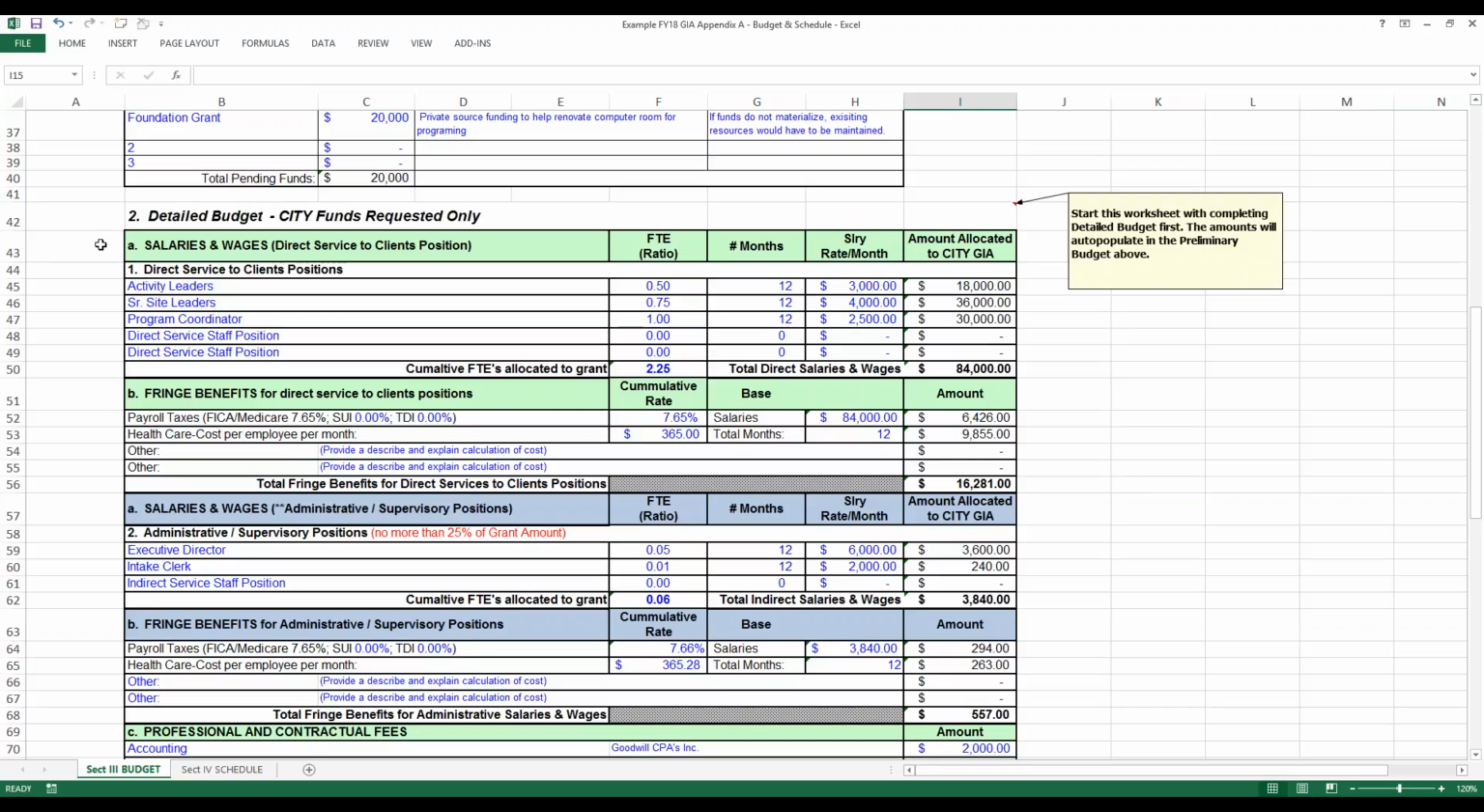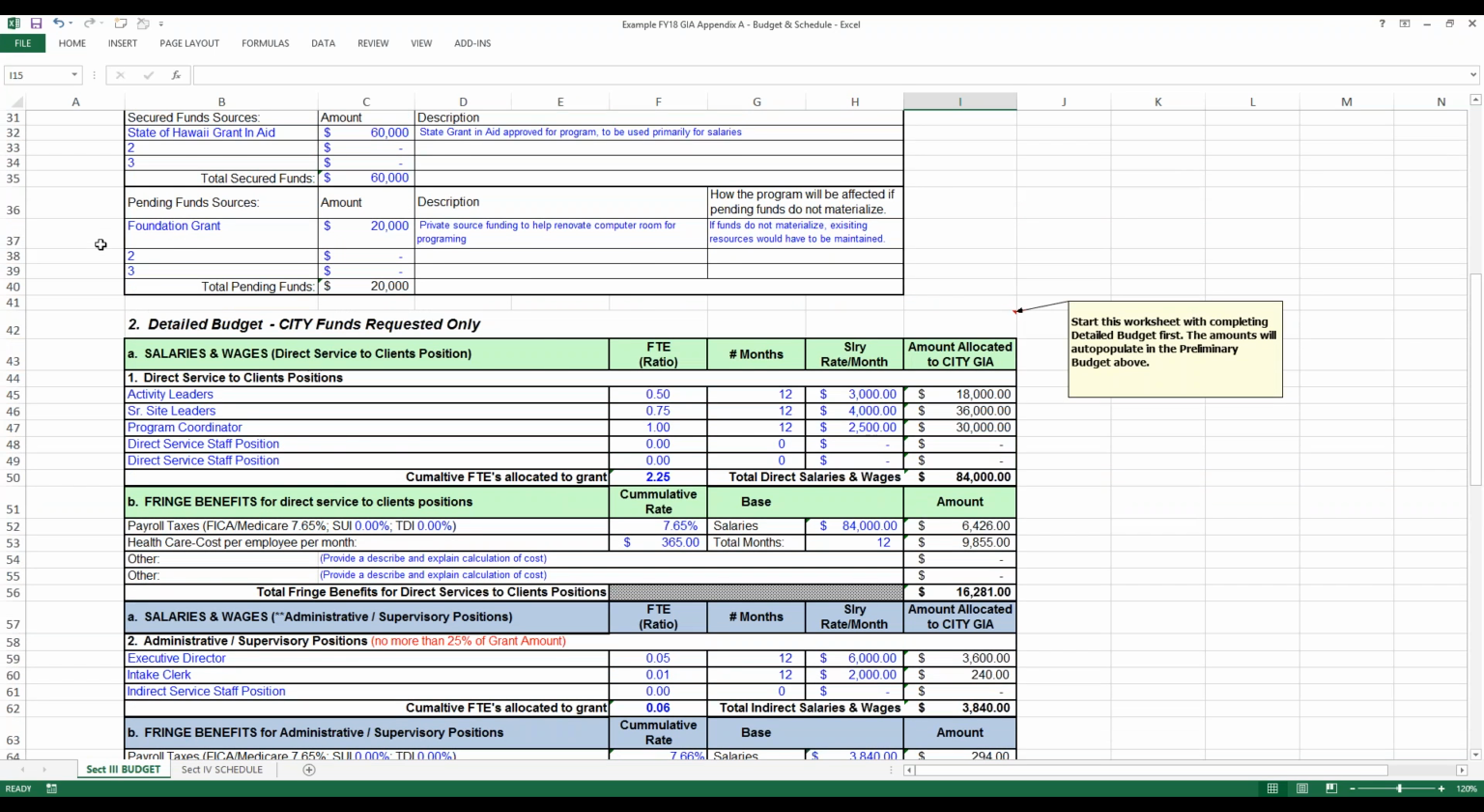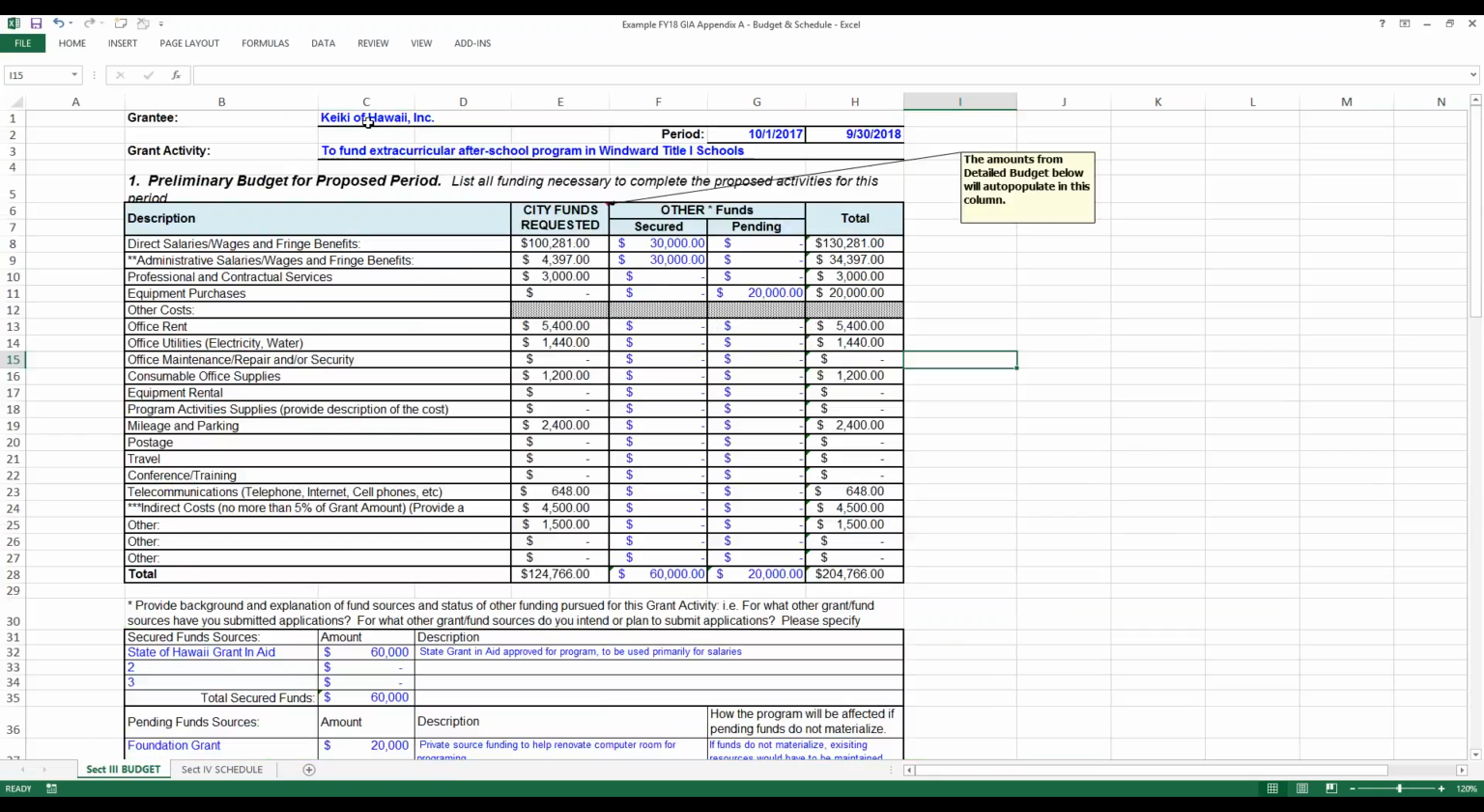The payroll for this budget is divided into two sections. And by the way, I took a hypothetical organization which is called Keiki of Hawaii. Not sure if this organization exists. I just made up the name for sample purposes. So this organization is submitting an application to fund an extracurricular after-school program in Windward Title I schools, and this is their proposed budget.